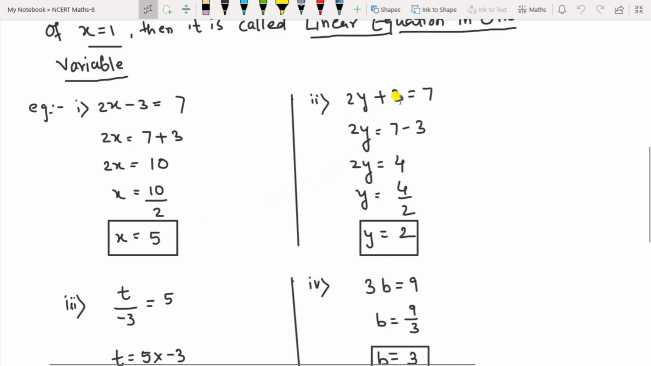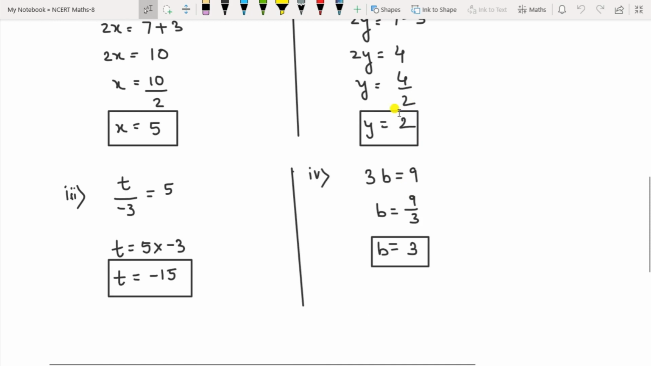Similarly, 2y plus 3 equal to 7. So 3 is plus here. When it goes to the other side of equal to, it becomes negative. So 7 minus 3 is 4. So 2y equal to 4. Now 2 is multiplied by y here, so do the division. 2 will come in division on the other side. So y equal to 4 by 2. The answer is 2.